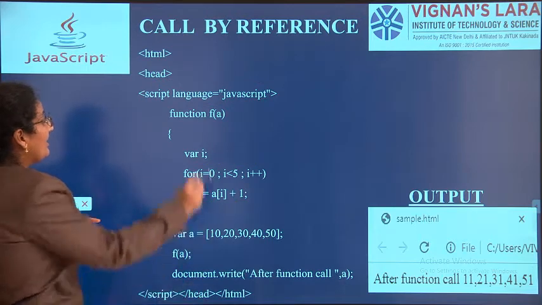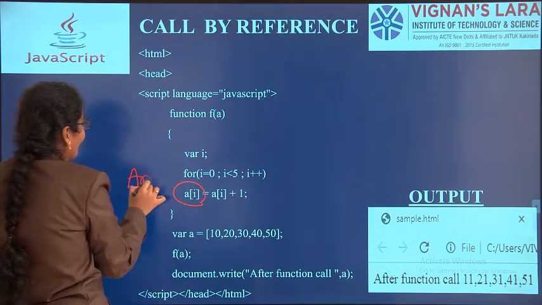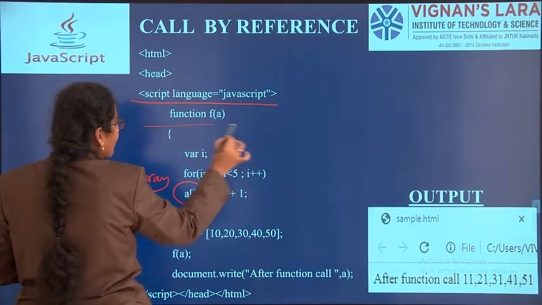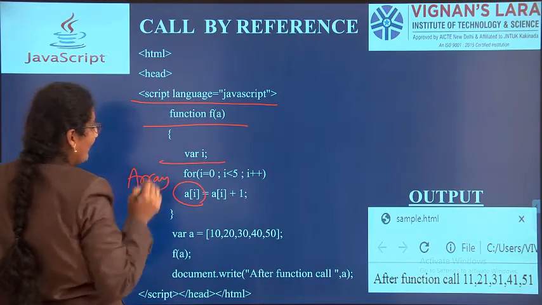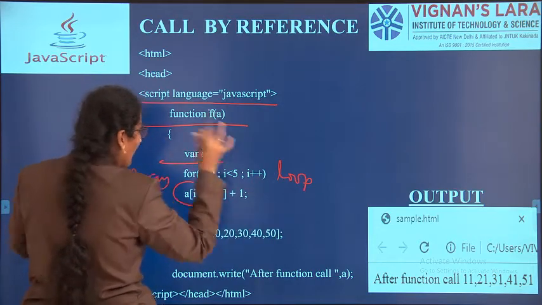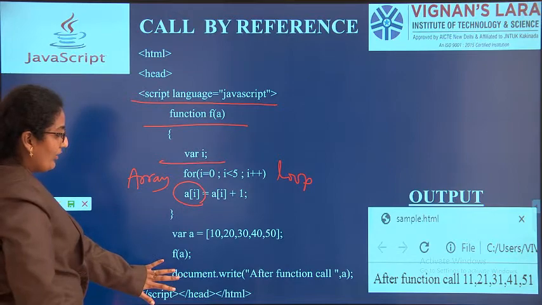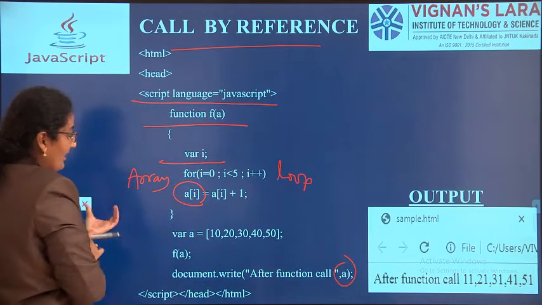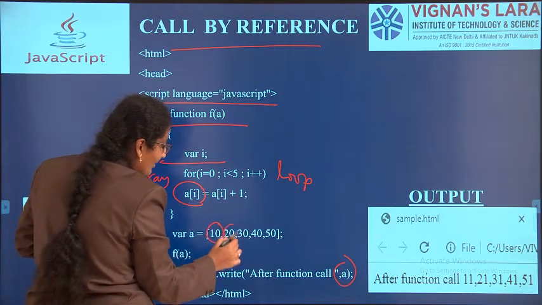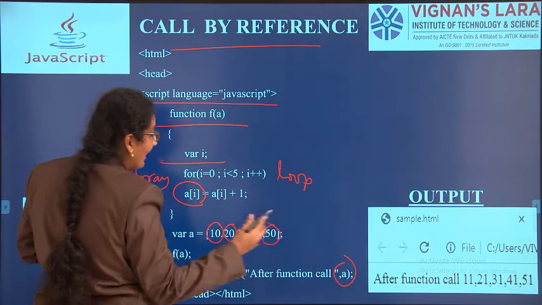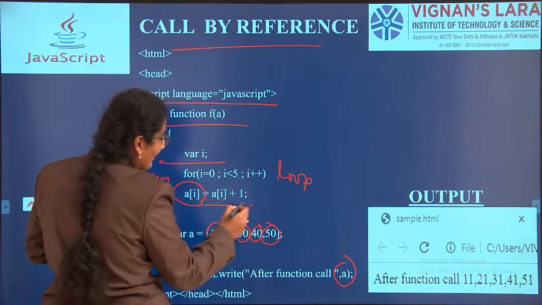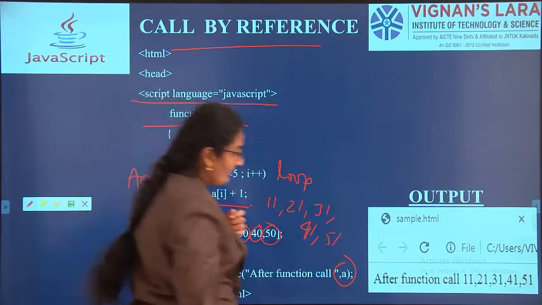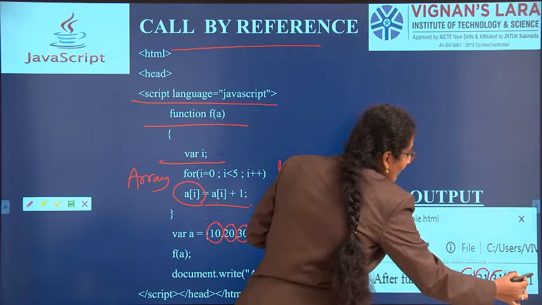So see carefully. In this example a is an array. In the previous example a was a variable. Declaring a variable i, using the for loop, all these things are the same. Finally, what did I want to print? I wanted to print a after performing call by reference. Initially a is 10, 20, 30, 40, 50, but I am adding 1 for the array. So the output will be 11, 21, 31, 41, 51.